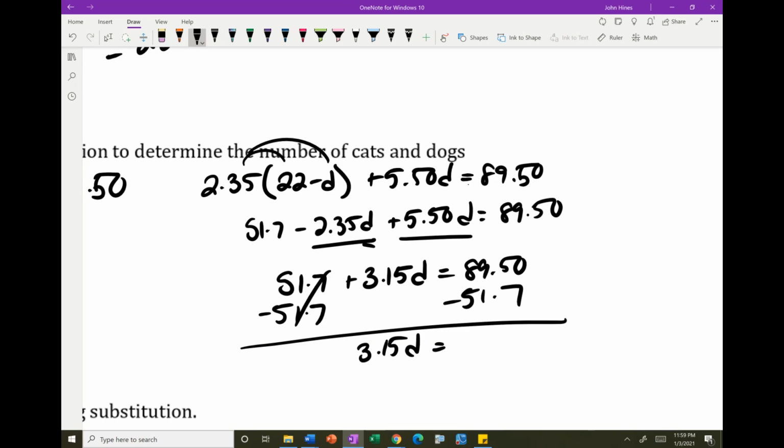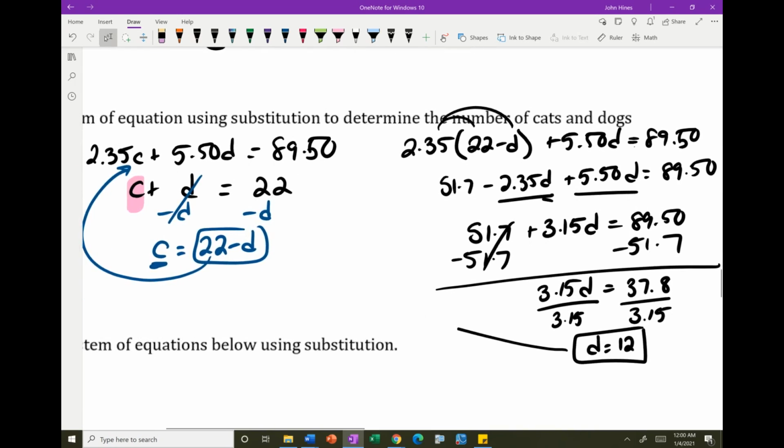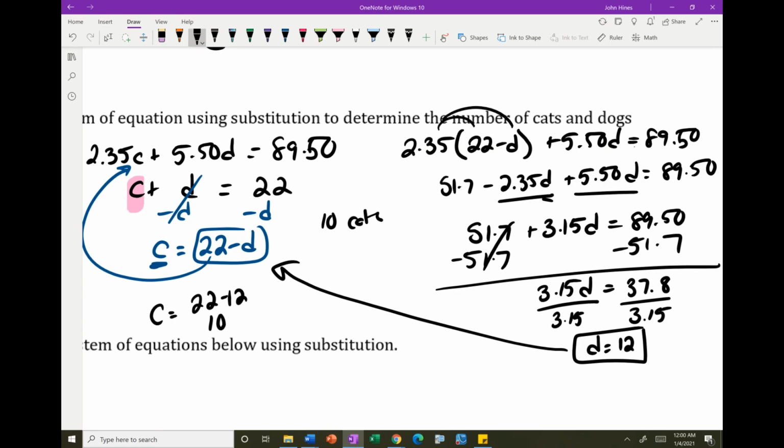89.50 minus 51.70. And here's the moment of truth. When I finish solving here by dividing by 3.15, we get D equals 12. But we're not done solving the system. That's dogs. Dogs is 12. Well, if you think about it, there's 22 total. 12 of them are dogs, so cats are 10. So there's 10 cats and 12 dogs. That's the magic number of animals at the shelter.